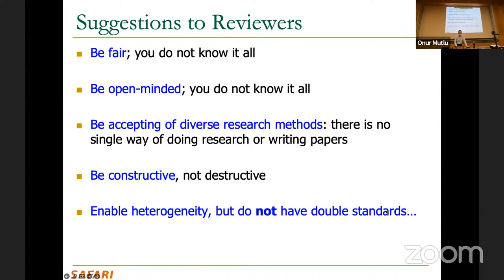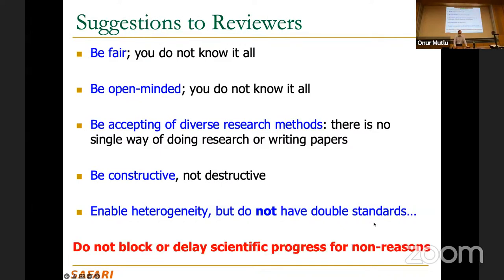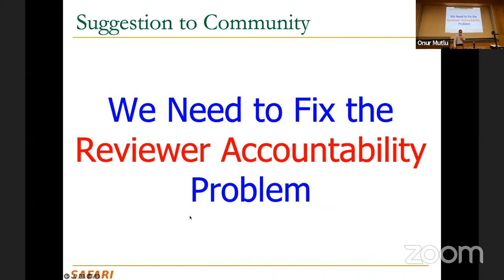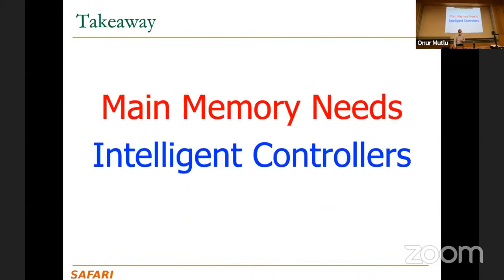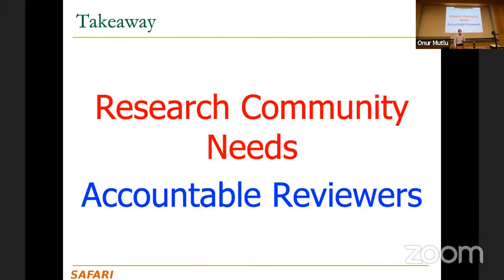And I think this goes into the double standards, which is really this potential conflict of interest, right? But in the end, it's not just my papers. Clearly it affects me the most if it's our research group's papers, but I see a lot of other papers also potentially getting rejected. And in the end, what's happening is blocking or delaying scientific progress for non-reasons, right? Okay, so just like main memory needs intelligent controllers, the research community needs accountable reviewers.